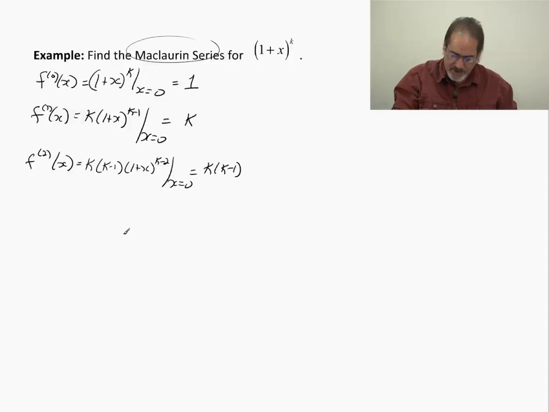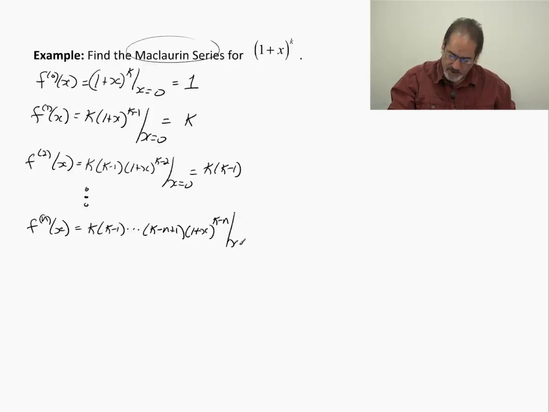And I think I can see a pattern developing here. The nth derivative of f(x) is going to be k times (k - 1) on out to times (k - n + 1) times (1 + x)^(k-n) evaluated at x = 0, which is k times (k - 1) on out to (k - n + 1).